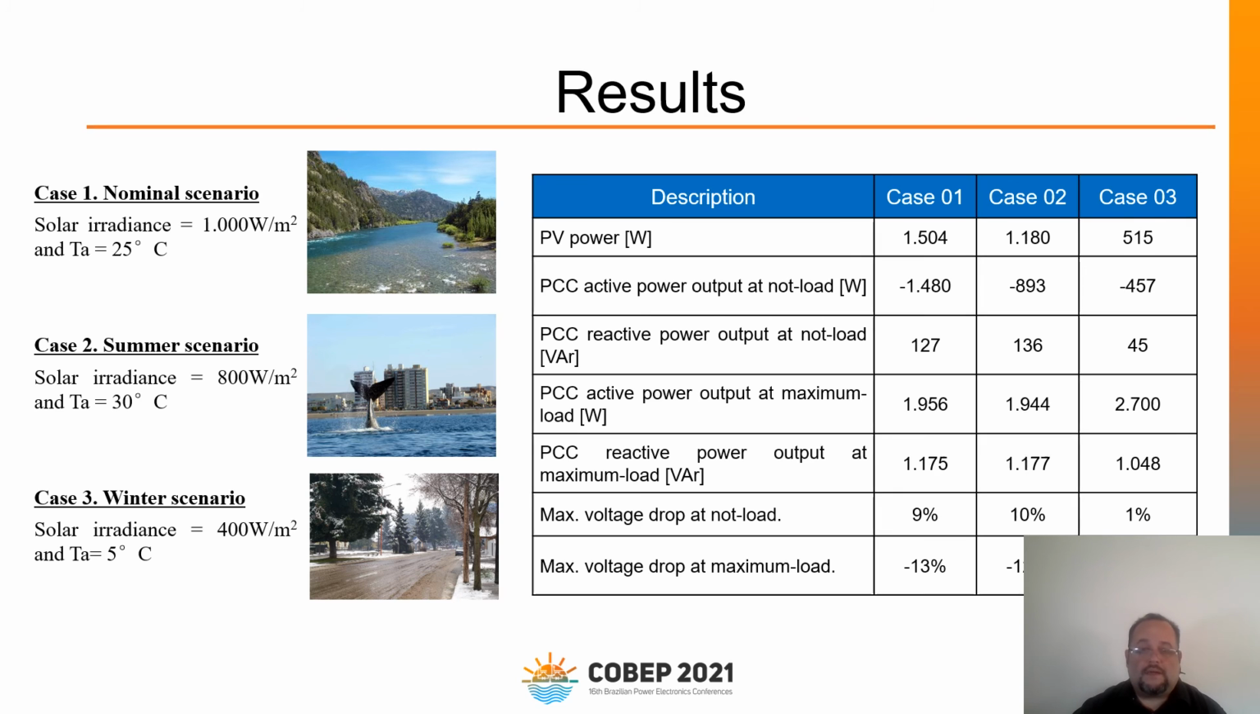For example, in case 3, a maximum voltage drop was 19% of nominal voltage. This value is out of the limit established in the distributed generation law of Argentina.